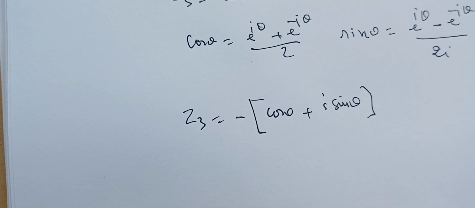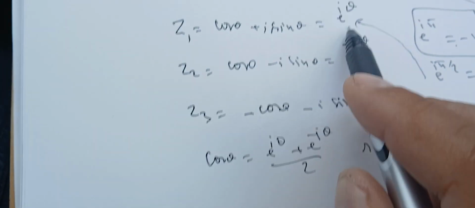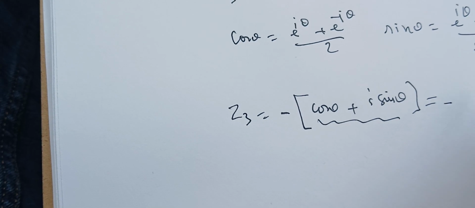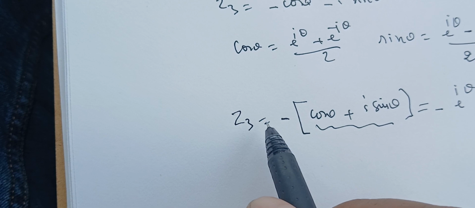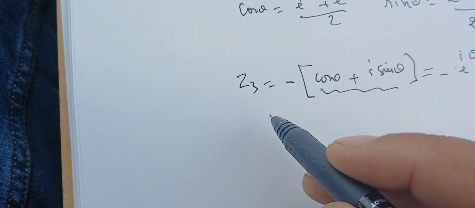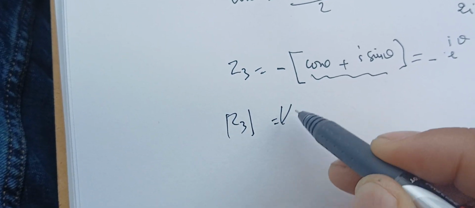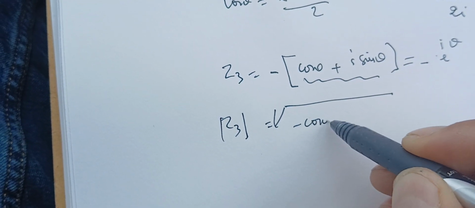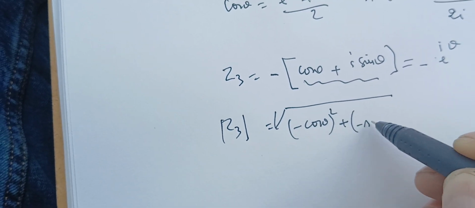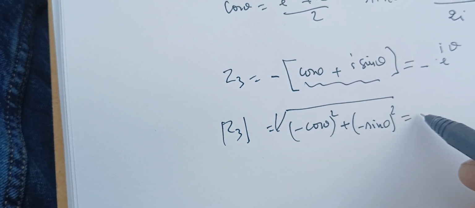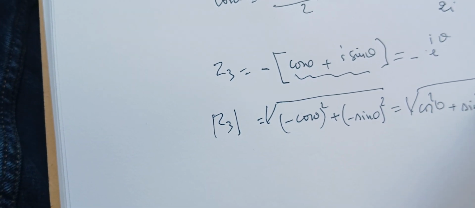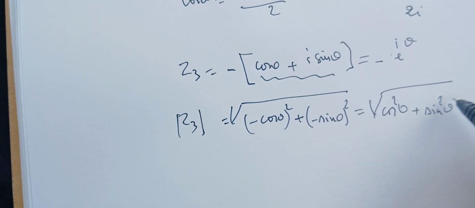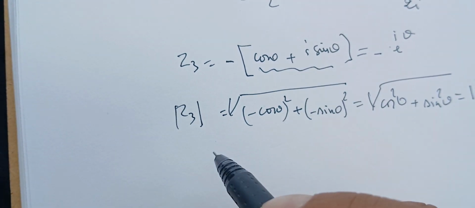But we know this one from here. So this is minus e to i theta. But first we need this norm here. So the norm of z3 is just the square root of minus cosine theta squared plus minus sine theta squared. And this gives us cosine theta squared plus sine theta squared. And we know this is the square root of 1, which is just 1.